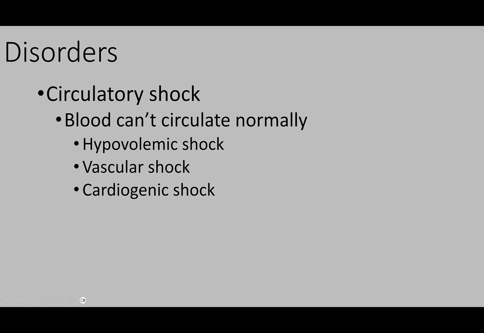Vascular shock. This is something to do with the blood vessels. This happens with extreme vasodilation and drop in peripheral resistance. If your blood pressure is really, really low because of vasodilation, then we can't circulate the blood normally. In cardiogenic shock, well, the blood volume is normal and the blood vessels are normal, but the heart itself is causing the problem. The heart is not contracting enough to circulate the blood.